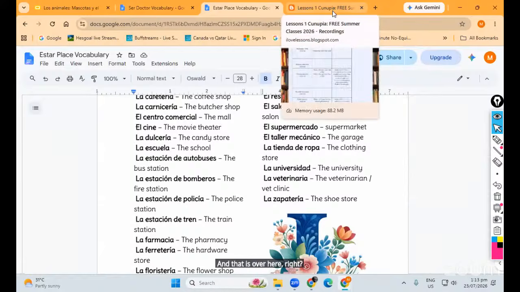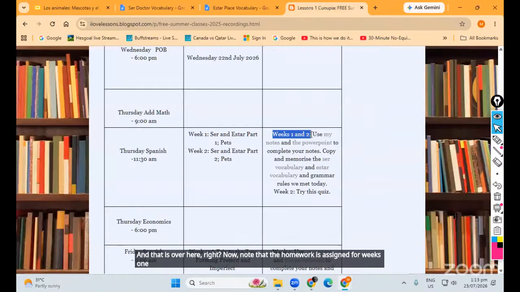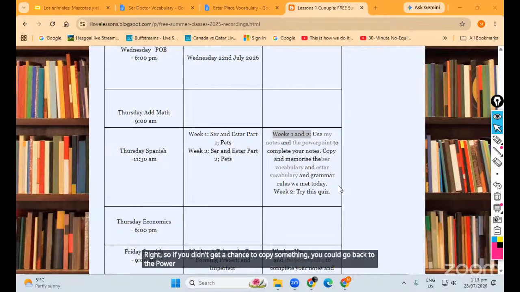Now note that the homework is assigned for weeks 1 and 2. So I'm not saying to you, write out all the vocab and learn it in 1 week. I'm probably going to go and change this to weeks 1 to 4, right? I'm saying do it piece by piece and learn a little bit every week. Okay? All right. So if you didn't get a chance to copy something, you could go back to the PowerPoint and get it there, right?